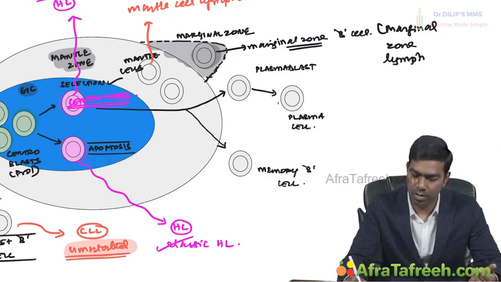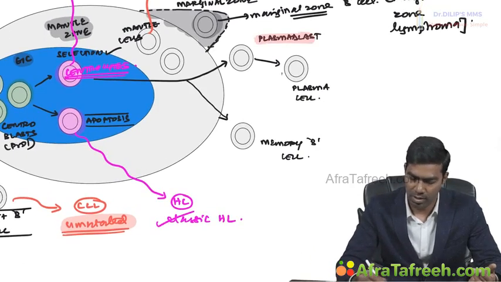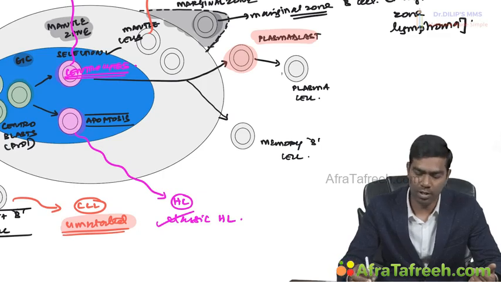Marginal zone lymphoma type. Clear? And finally you have this plasmablast. You can see here these plasmablasts have come. So what are the tumors that are going to originate from this plasmablast? From this plasmablast, you can have a lot of tumors.